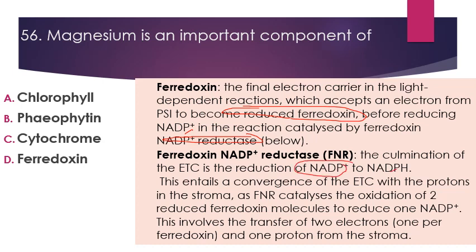So the culmination of ETC is the reduction of NADP positive to NADPH. So this is the end of this electron transport chain during light reaction, that is non-cyclic photophosphorylation. This entails a convergence of electron transport chain with the protons in the stroma, as this FNR catalyzes oxidation of 2 reduced ferredoxin molecules to reduce 1 NADP positive, and this involves transfer of 2 electrons and 1 proton from the stroma.